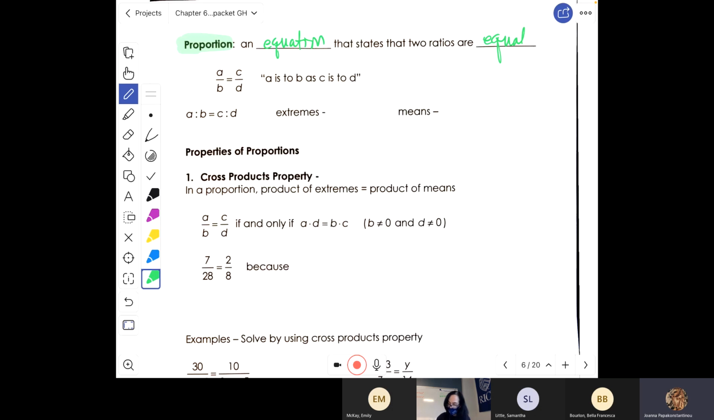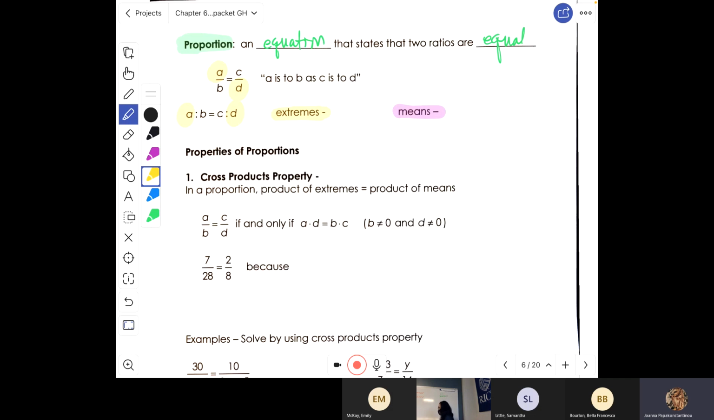So here I have two ratios. A/B is equal to C/D. So we say that A is to B as C is to D. I can rewrite them in terms of this little colon notation. But some new terms that you may not be familiar with are things such as extremes and means. So given a proportion, the extremes are these values. Those are known as your extremes.